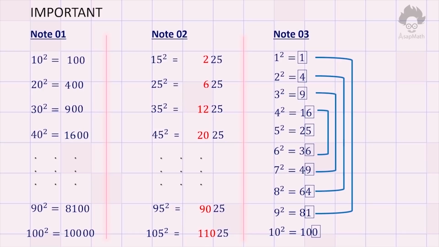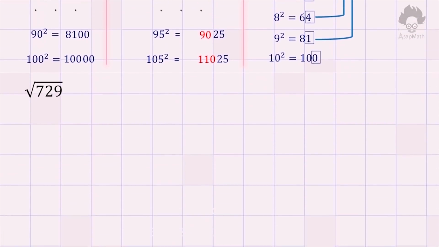So from this we can learn that if a number is a perfect square, then the last digit should be either 0, 1, 4, 5, 6 or 9. We are almost done. Now we can find the square root of any perfect square. Let's consider a few examples.